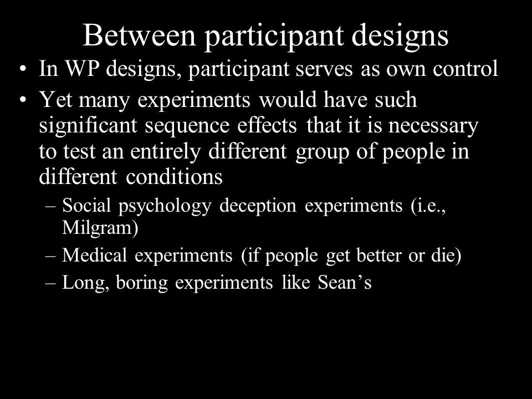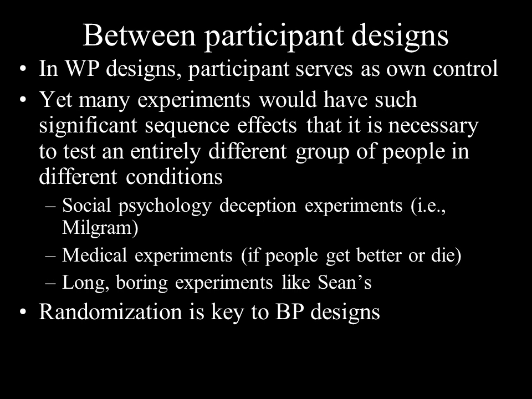So that's an example. And the key thing is randomization is key to between participant designs. So being able to create groups of subjects that are different only because they were randomly selected to be in the particular group that they ended up in. That is key to between participant designs.